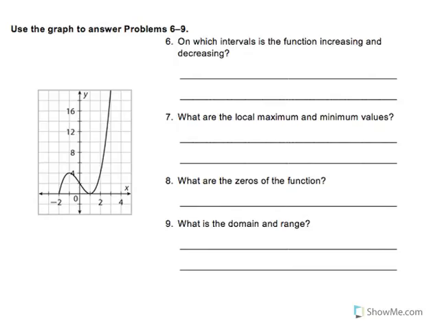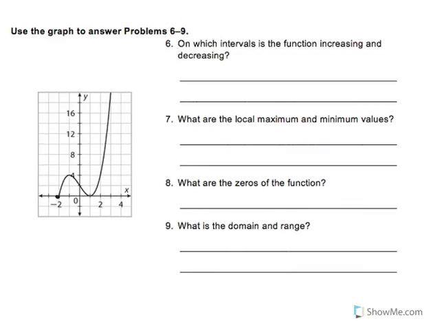Use the graph to answer problems 6 to 9. In which interval is the function increasing and decreasing? So we can look at the graph. We go from this point to this point. They're increasing. So we say that they're increasing in the interval of -2 to 1, and they're increasing from this point on. So then this is 1 to positive infinity.